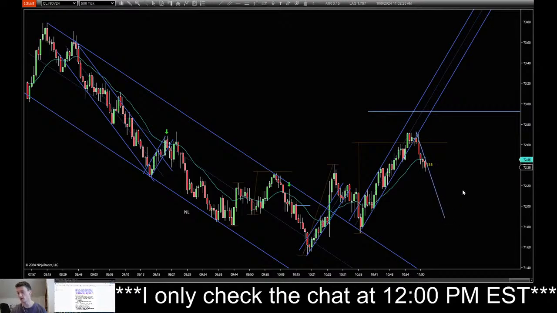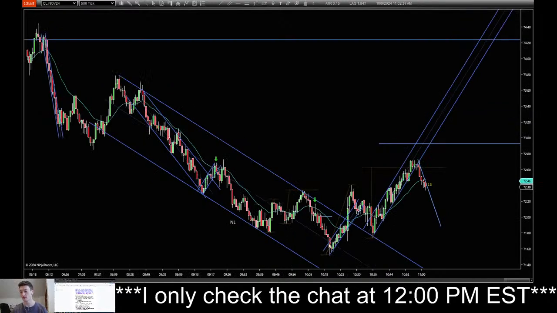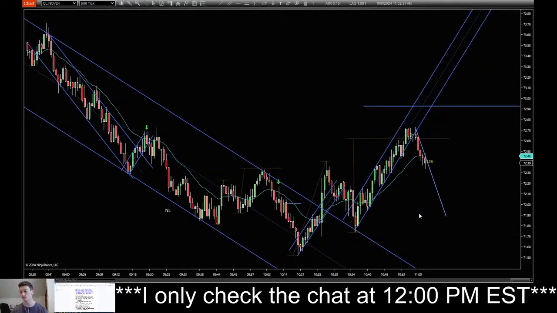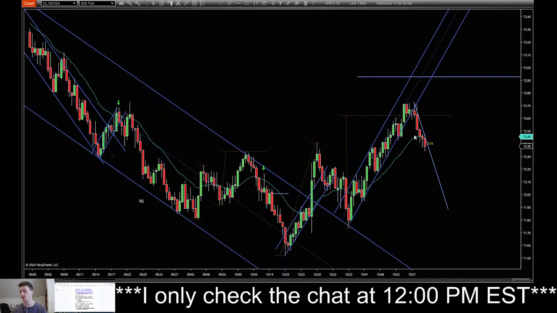Okay, we're getting the possible failed second entry setup after the two broad legs up. So you can see 1, 2 broad legs up. And now I'm looking for a failed second entry below the EMA.